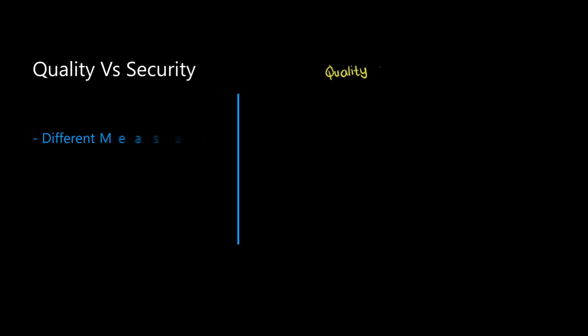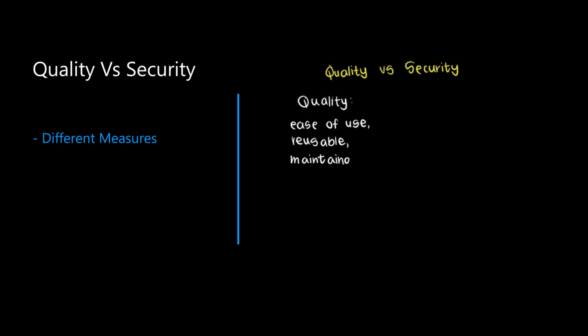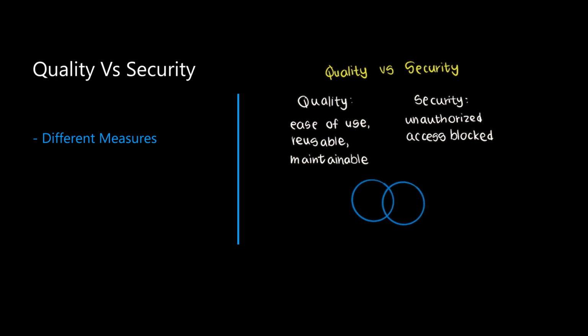Quality and security are related but not identical. Secure code is not automatically quality code, and quality code is not automatically secure. Quality is measured by ease of use, reusability, and maintainability. Security is measured by whether unauthorized users can access assets they should not touch. You need both, and the development process should be built on principles of each.